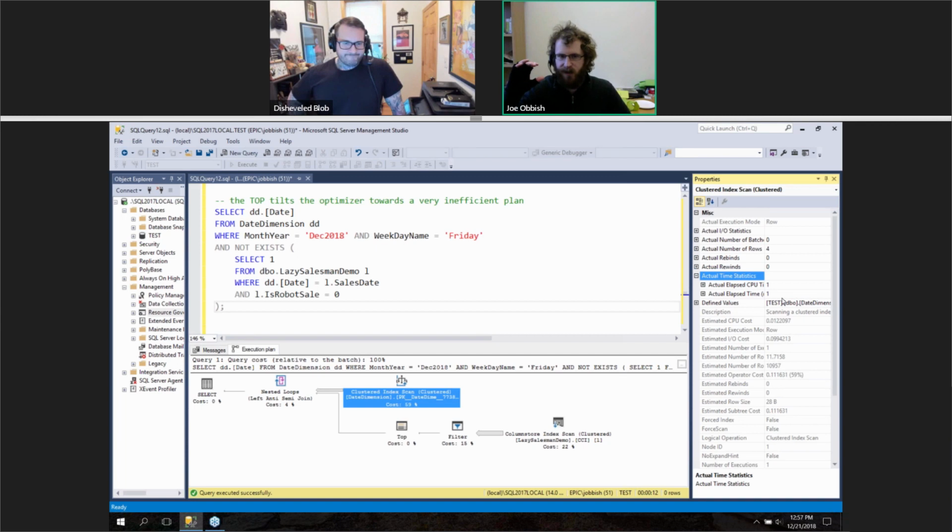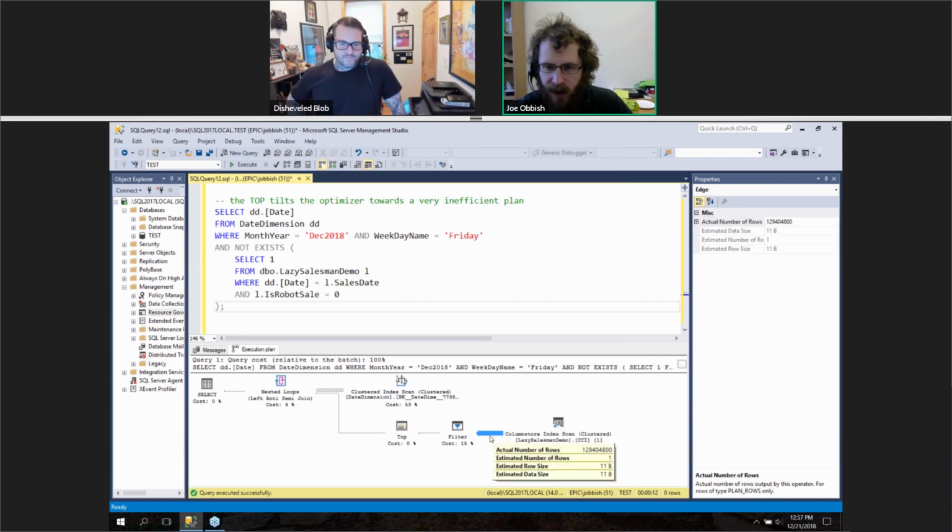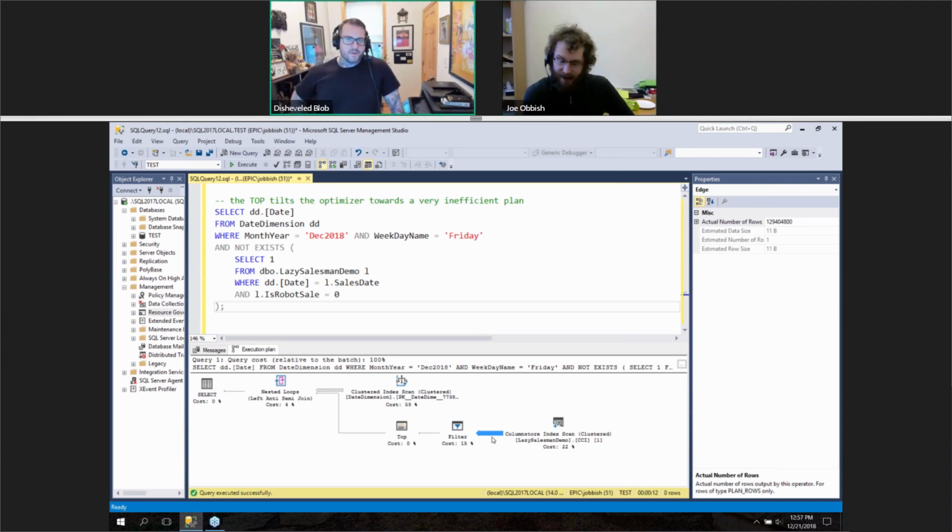I have my column store on the inner side of a nested loop. It's running in row mode. I have 36 million rows, but I read 129 million. This is a horrible plan. Everything went wrong. Pretty much everything went wrong. That is true. Now, this is caused by a row goal.